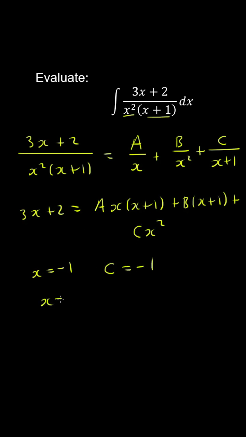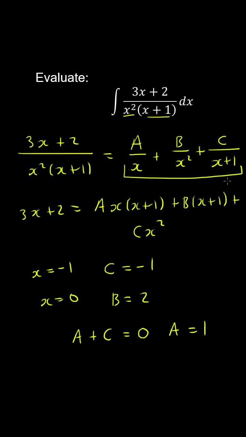And if we set x equal to 0, we eliminate A and C, so what we get is B is equal to 2. And you can obtain A by equating coefficients of x squared. So we have Ax squared plus Cx squared is equal to 0. So therefore A is equal to minus C, or 1. And now the integral becomes much easier to evaluate in this form.